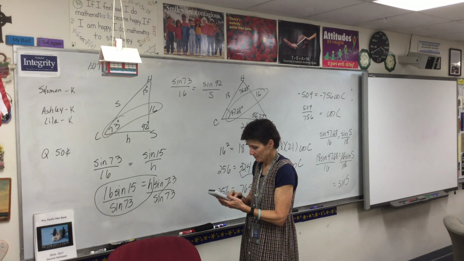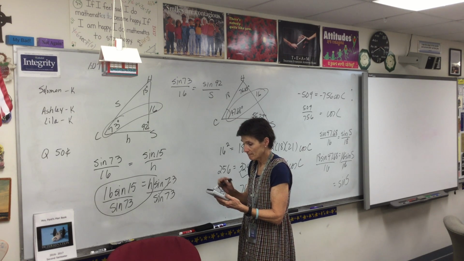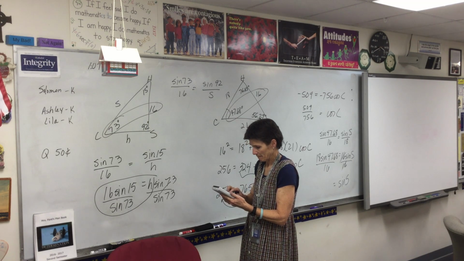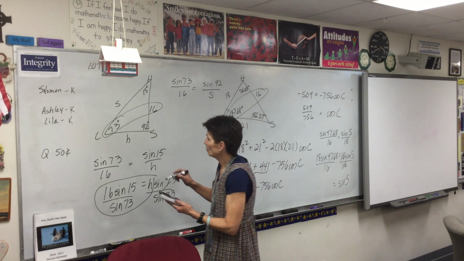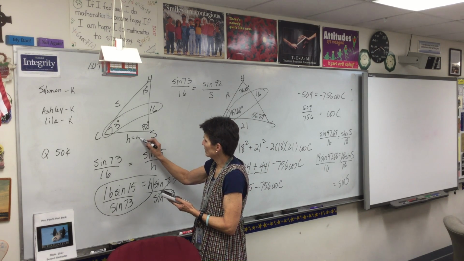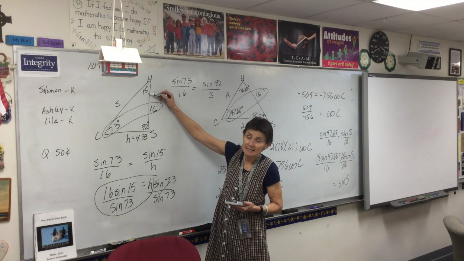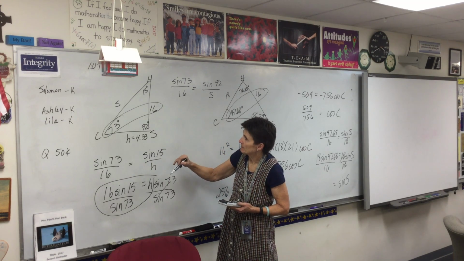16 sine 15, close parentheses, divided by sine 73. And I got, oh my, oh, we knew that was going to be small though, didn't we? 4.33? We knew it was going to be small because that's a tiny, tiny little angle. And remember, little angles get little sides.